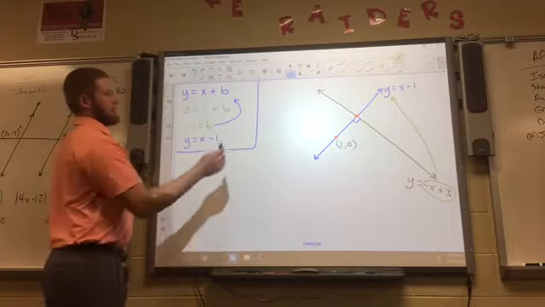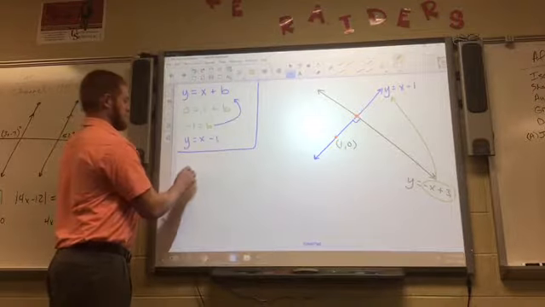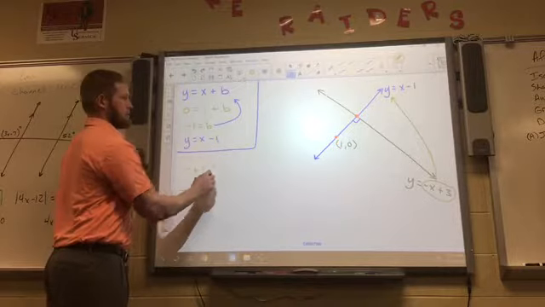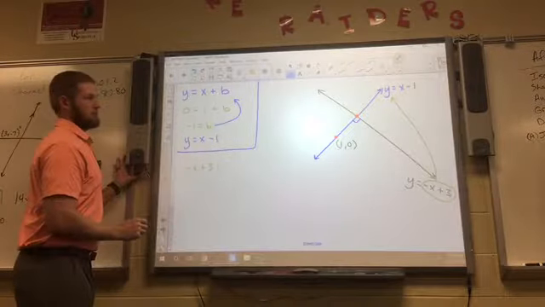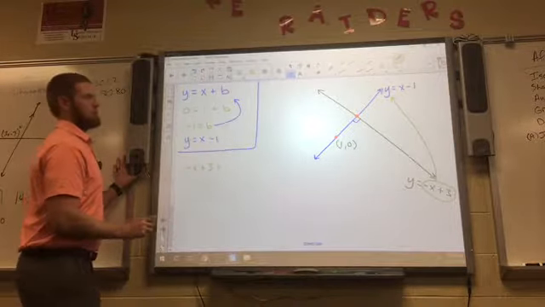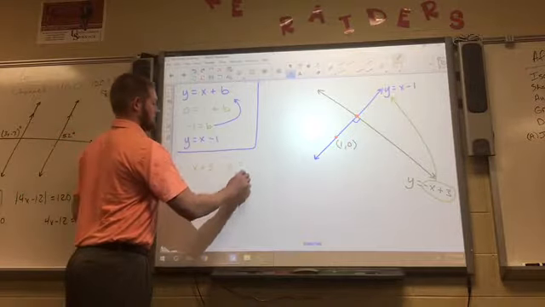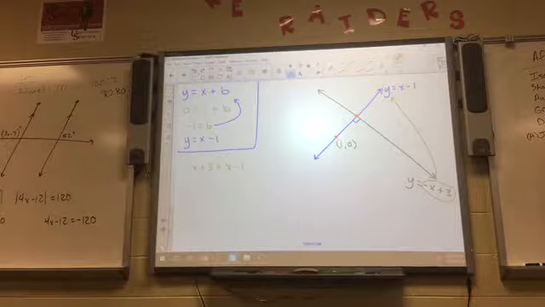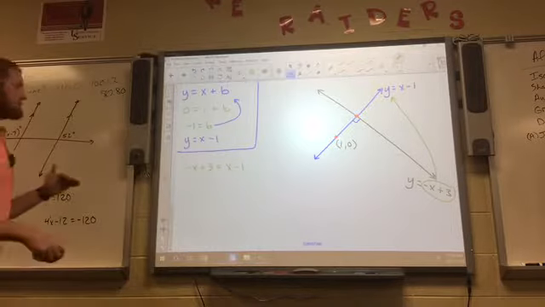Okay, so I now have -x plus 3 equals x minus 1. Good. So I substituted that in there. Should I be able to solve for x now? Yeah, so let's combine our like terms.